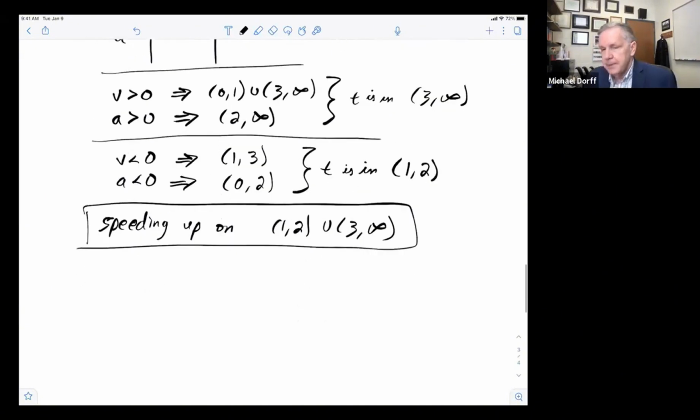You may ask, well, what happens on the other intervals from 0 to 1 and from 2 to 3? Well, that, it turns out, is where it's speeding down. And speeding down would represent when the velocity and the acceleration have different signs. All right, hope that helps you.